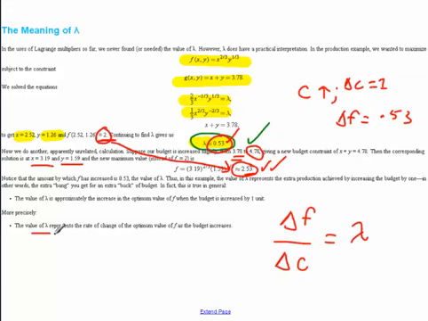In other words, the value of lambda represents the rate of change of the optimum value f as the budget increases. So lambda is not just a meaningless term. It tells us a lot of information about how we can change our function, provided that we change our constraint.